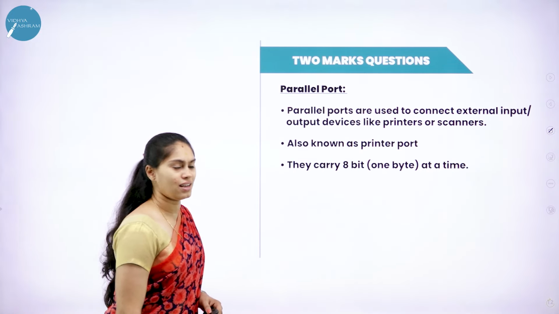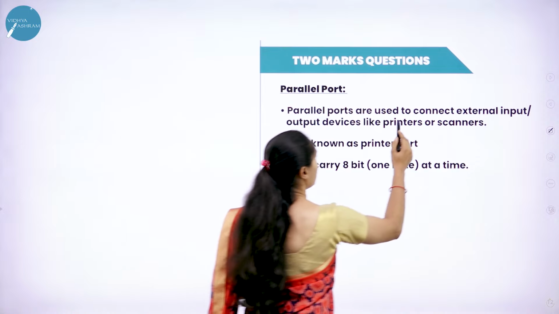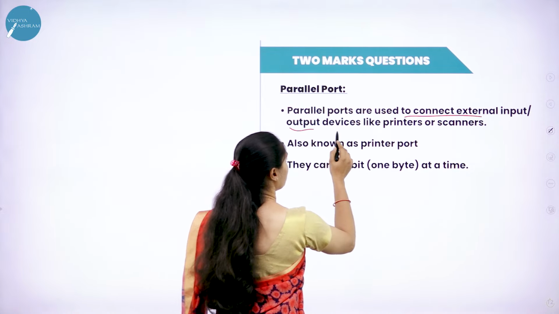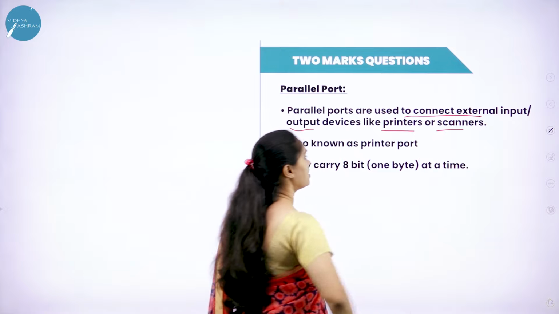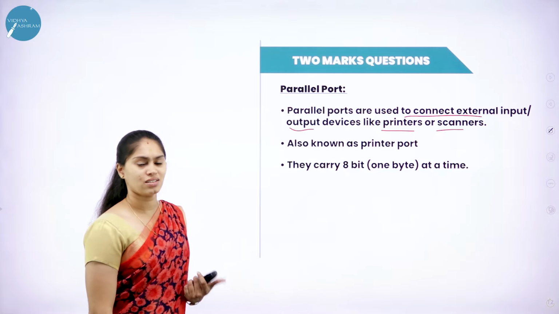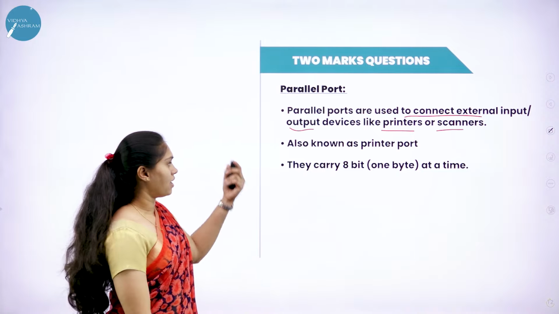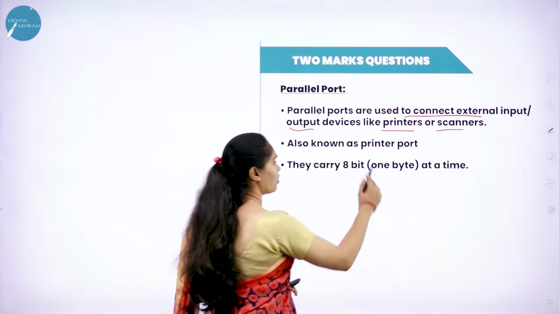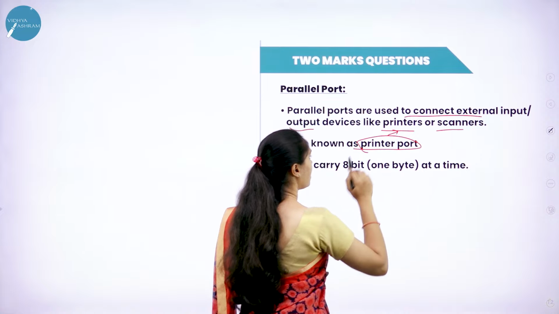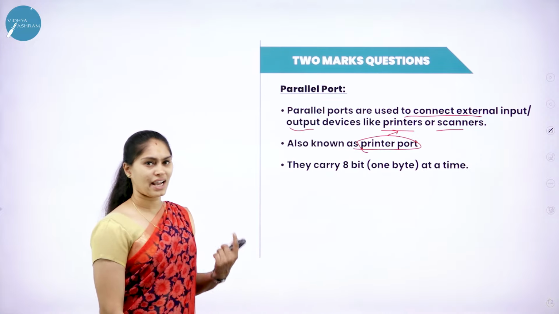Then what about parallel? Parallel ports are used to connect external input or output devices like printers and scanners. If I want to insert a printer or scanner into the computer system, I must have this parallel port. It is also considered a printer port. Why? Because it helps me insert a printer.